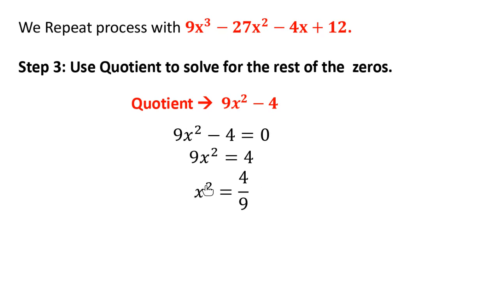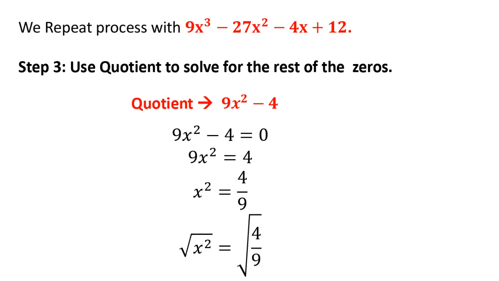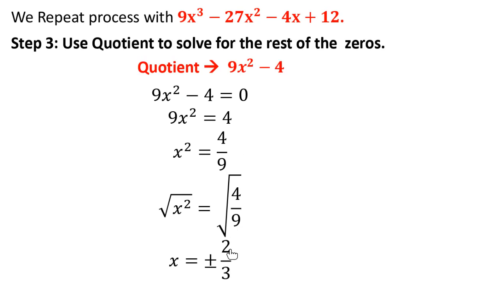And then to get rid of the square, I'm going to take, again, the square root of both sides. The square root, we like to say, cancels the square, leaving us with x. And we want to simplify the square root of 4 over 9. So this is going to give us plus or minus 2 over 3.